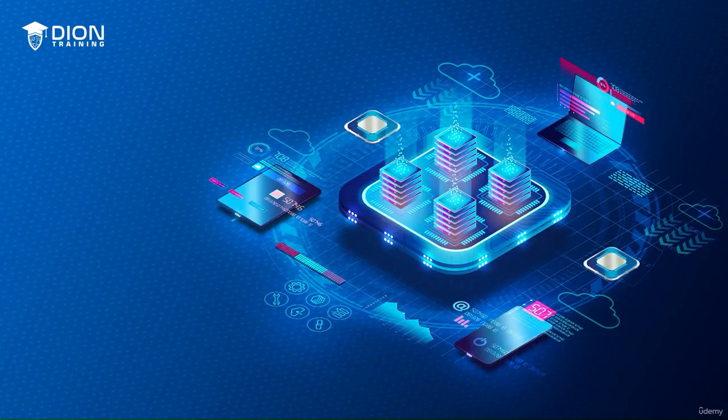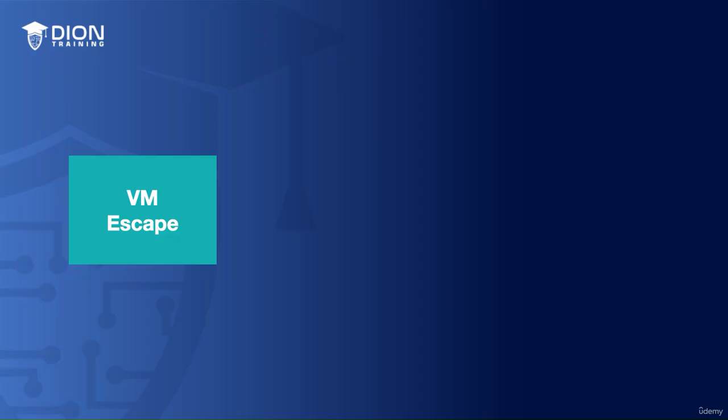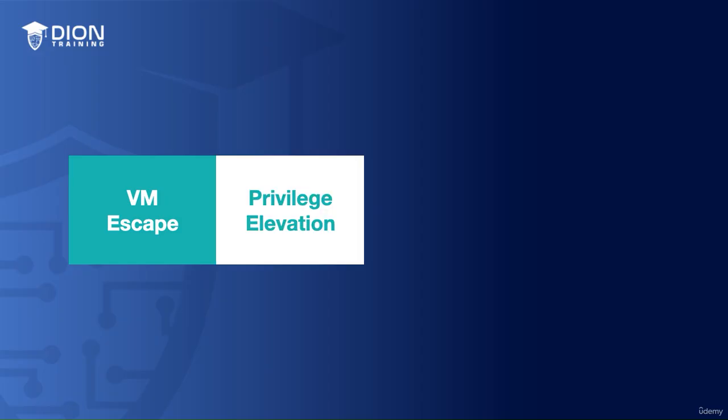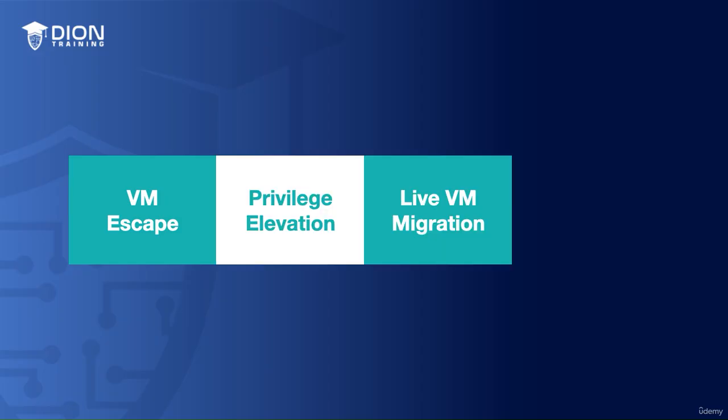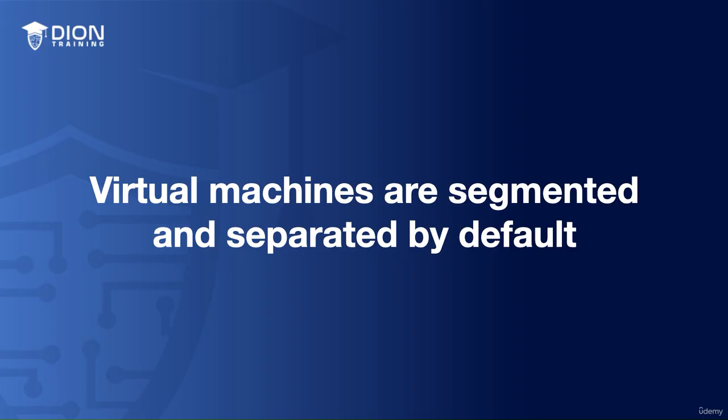While virtualization brings with it a lot of capability to add separation inside of our servers and bring in some additional security, there are some unique vulnerabilities that can be exploited by attackers when it comes to virtualization. These can include VM escape, privilege elevation, live VM migration, and resource reuse. Virtual machines are segmented and separated by default, so if an attacker is able to exploit the operating system being run inside one virtual machine, it doesn't necessarily mean that they can get on the other virtual machines being hosted by the same physical server.